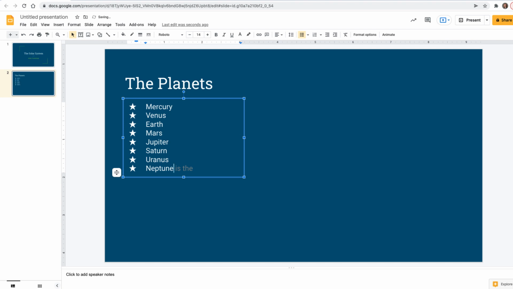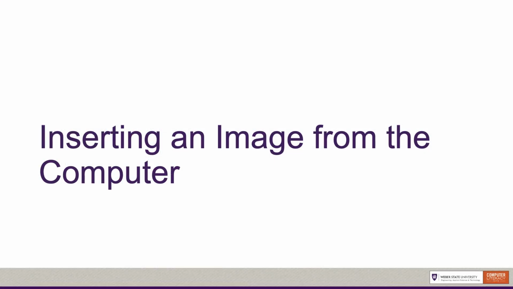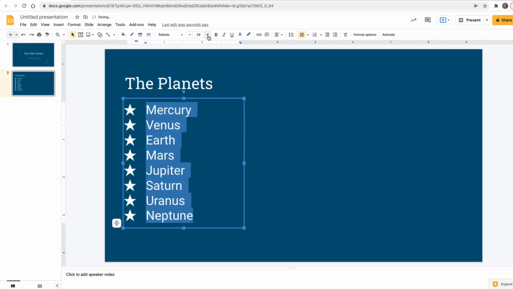Let's make the font size a bit bigger so they fill that side of the slide a little more. To do that, click in the text box again, select the text, then click on the plus button next to the font size. I'll stop at 24. Once you've got the text the size you want, let's add a picture.